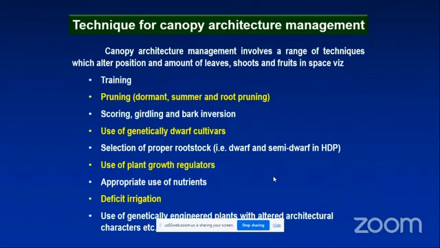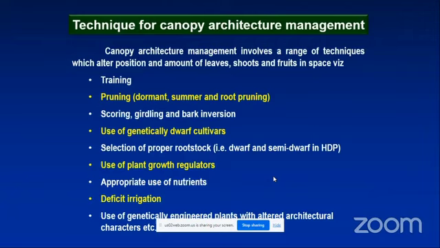Technique of canopy architecture. Again, it is a scientific and very engineering technique which we are adopting in the orchard. Now it is not like the old days, where once the plant is planted we wait for the yield. Now we are going for very systematic canopy architecture management and planting systems. This canopy architecture management involves a range of techniques which position the amount of leaves, shoots, and fruits in space. For example, what training we are taking, what pruning we are taking, whether we are going for dormant pruning, we will explain in the next slide.